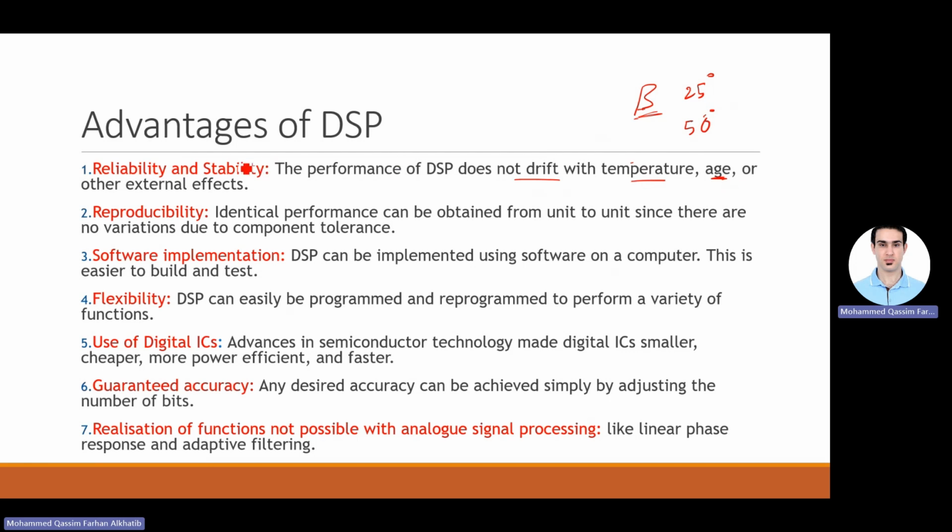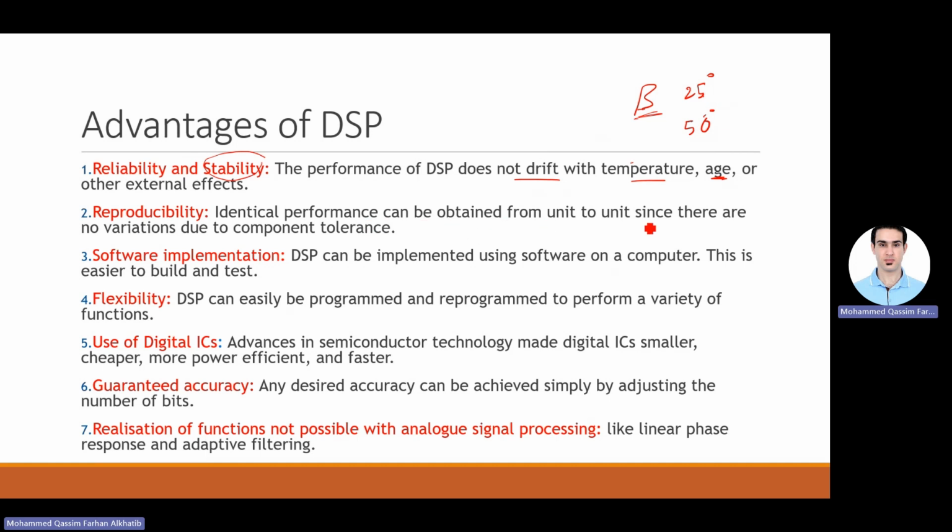So it has stability. By stability here, I don't mean that it gives you overshoot or something. It's consistent. The performance will not vary through time. It is reproducible. It's the same performance. Again, if you deal with 25 degrees or 50 degrees, it doesn't matter. You always have the same performance.